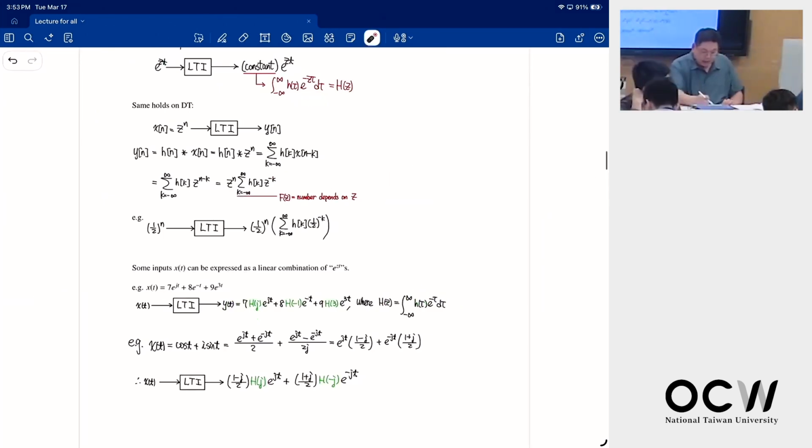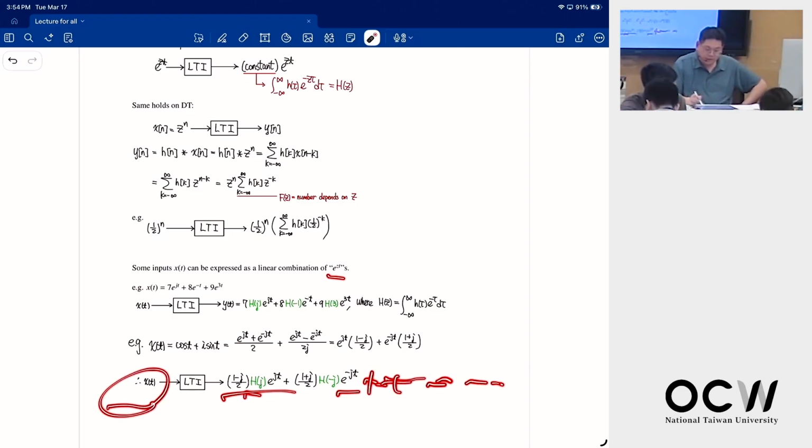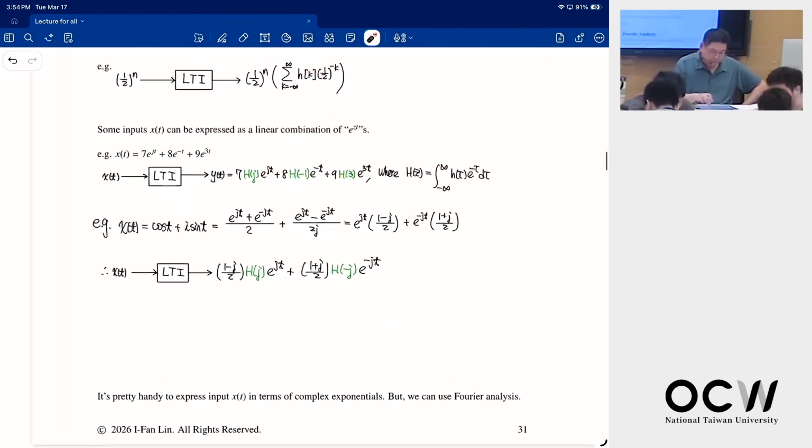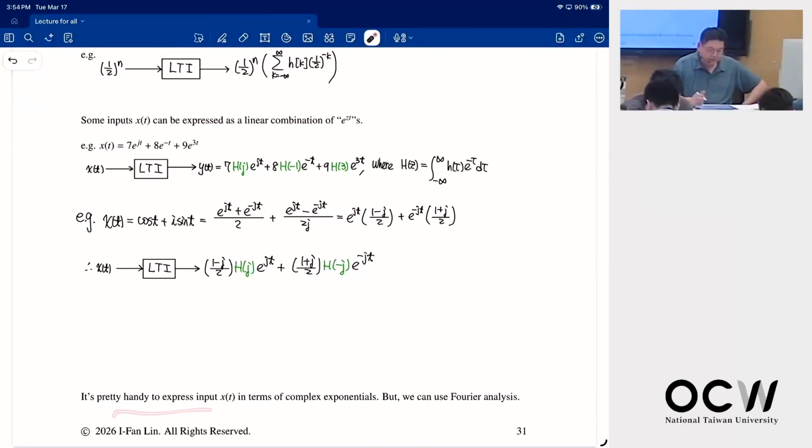And you can see that if I have a linear combination of complex exponentials, then if we have more terms, we will write down a lot. And sometimes it is pretty handy to express the input this way. So that's why we can use the Fourier analysis to do it.